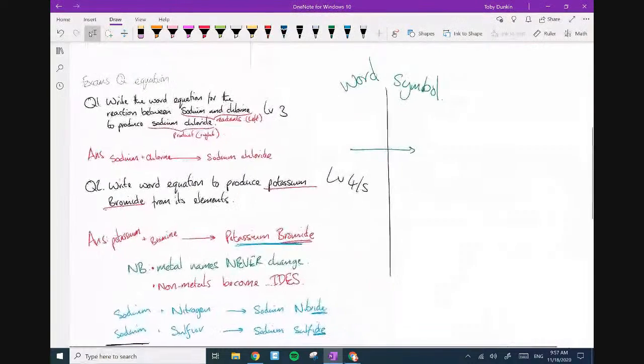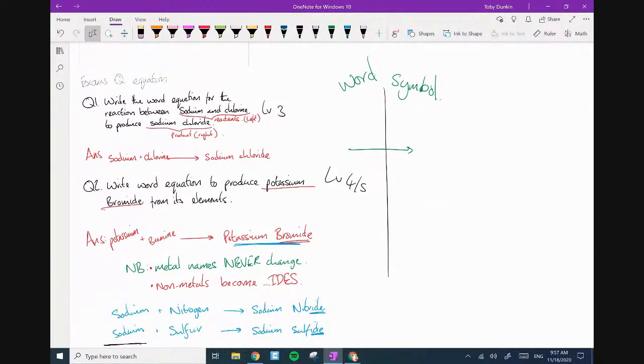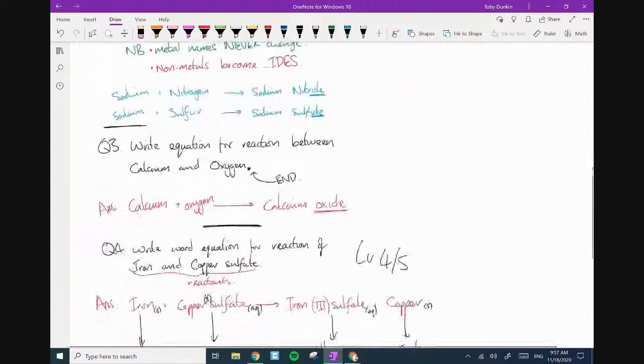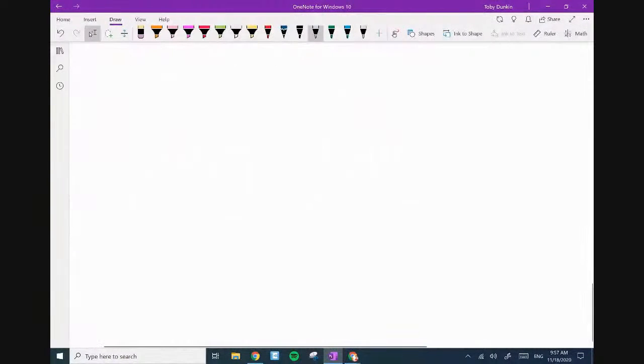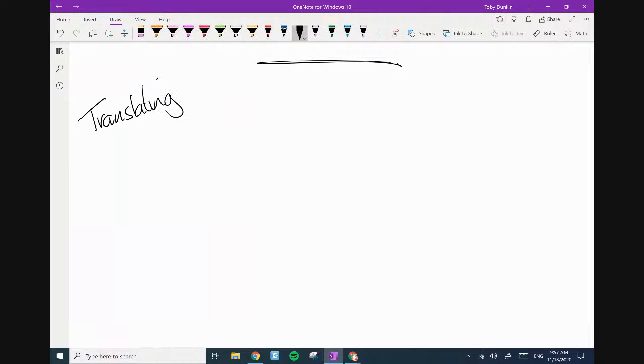Now, actually, I've suddenly realized that going across like that is not as good. I don't like it. I'm going to do each one below each other because I think there's actually value in that. So, subtitle: translating word to symbol. Okay, I'm actually going to put brackets, equations.